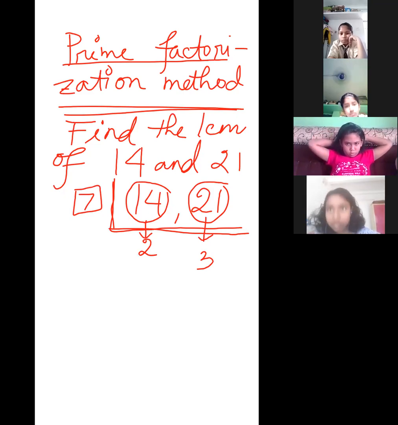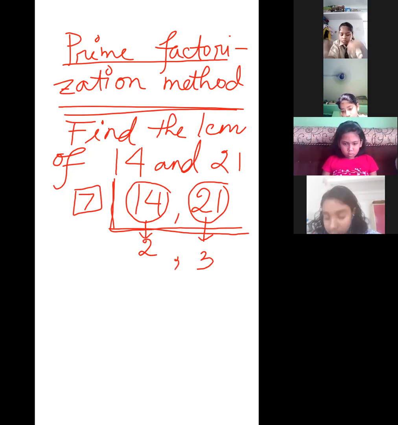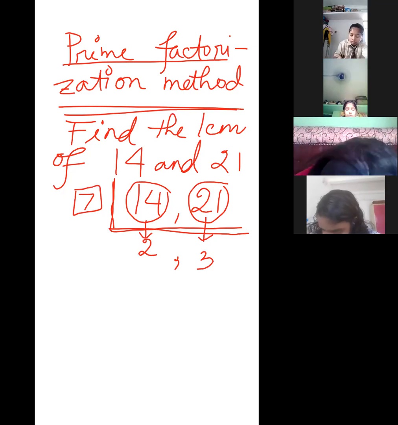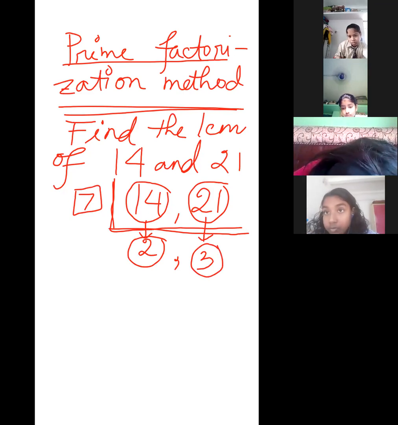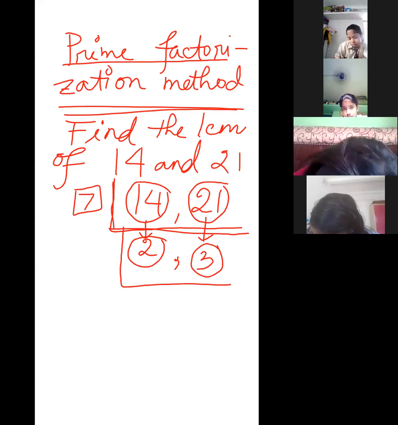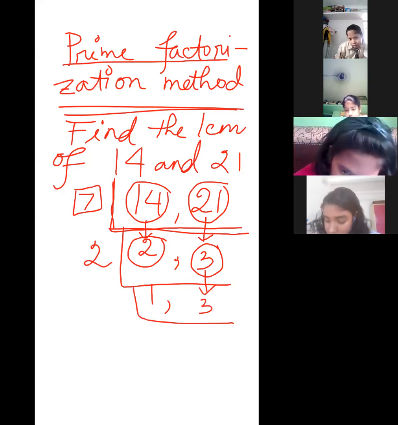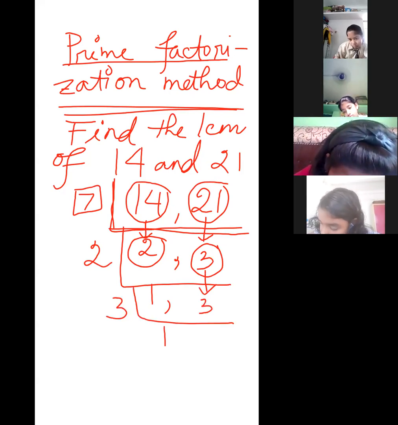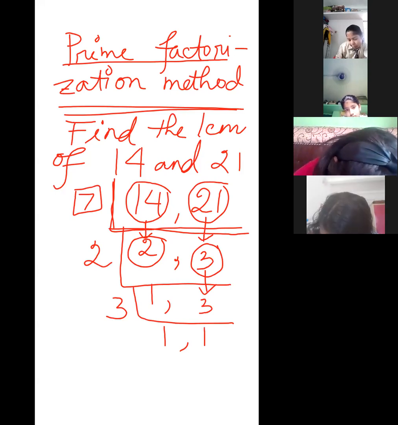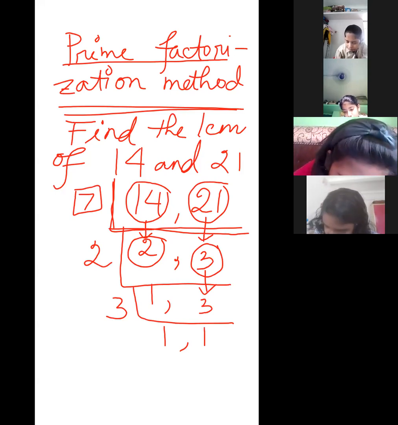Between these two numbers, put the comma. Got it? Now look. These 2 and 3 both are prime numbers, na? So you can stop here or you can do this one. Take 2 again. 1 and this 3 will remain as it is. Again you can take 3. This one will be as it is. 3 1s are 3. Up to this, all of you understood?